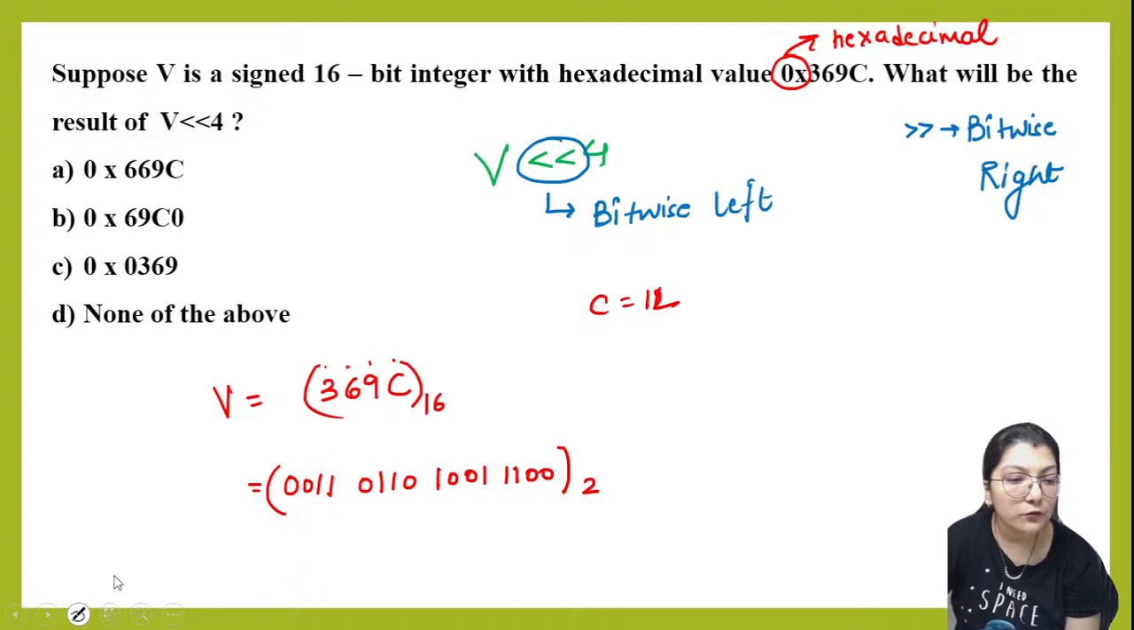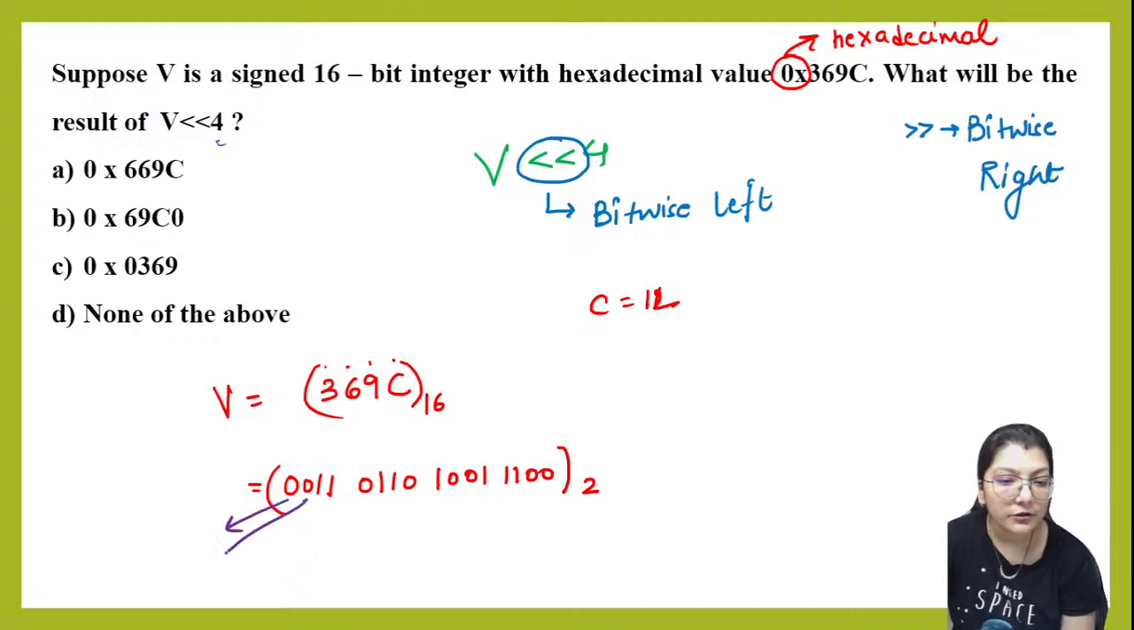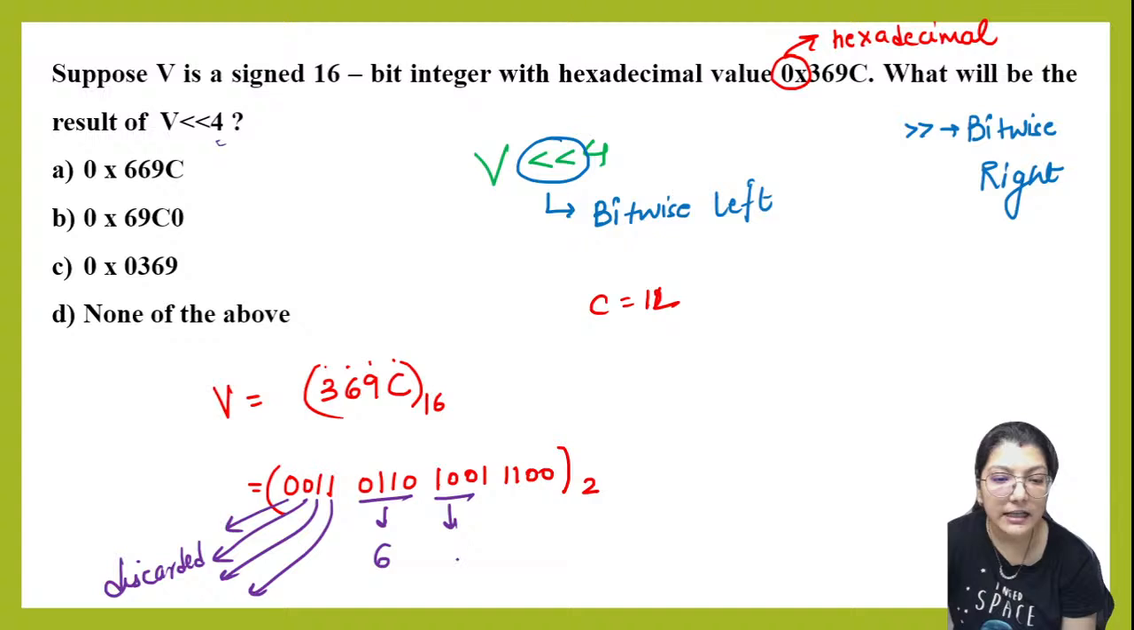Now what I have to do? Now I have to perform bitwise left shift, and by how many bits? By 4 bits I have to shift it left. So 1, 2, 3 and 4. These 4 bits will be discarded. Okay. So now what will happen? ये हो गया आपका 6, ये हो गया आपका 9, ये हो गया आपका C.